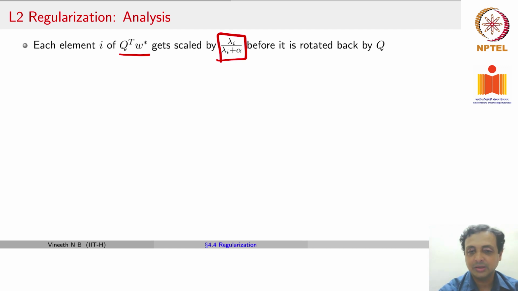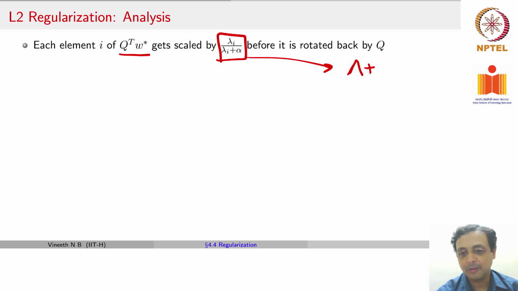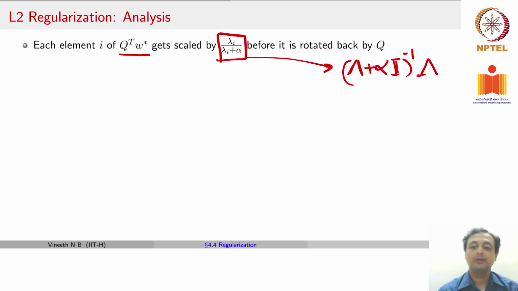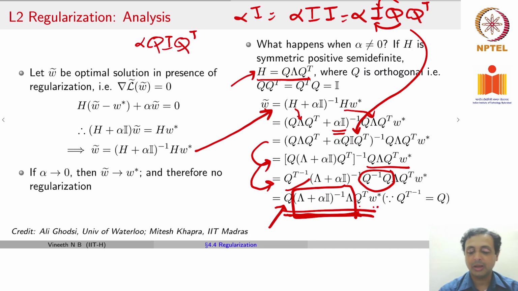How did we get this? We got this as one element of capital lambda plus alpha I whole inverse lambda, which is what we had on the earlier slide. So this is just one term of that, because these are going to be diagonal matrices. One of these terms will actually turn out to be lambda I by lambda I plus alpha, which means every element of you first taking W star, transforming it by Q transpose, scaling it by lambda I by lambda I plus alpha, and then at the end you're rotating it by Q again.